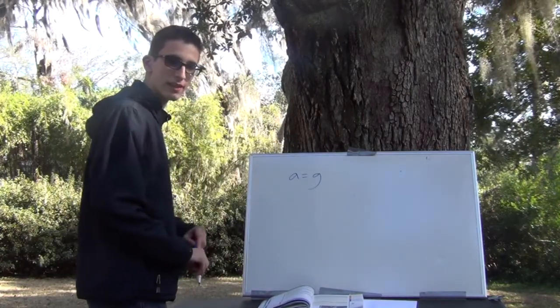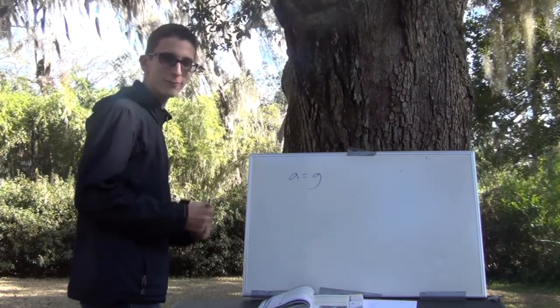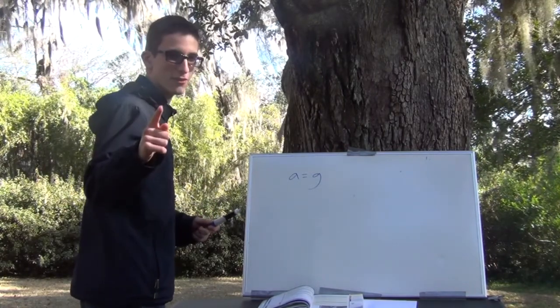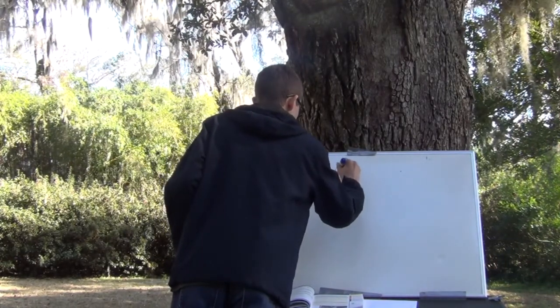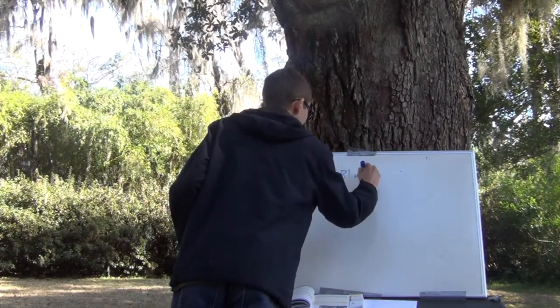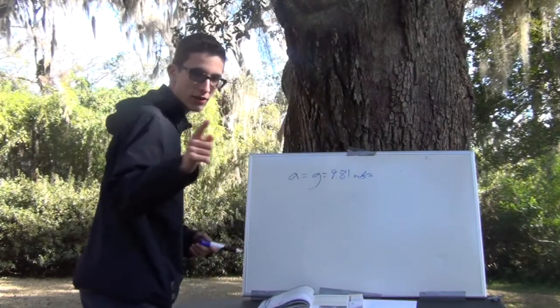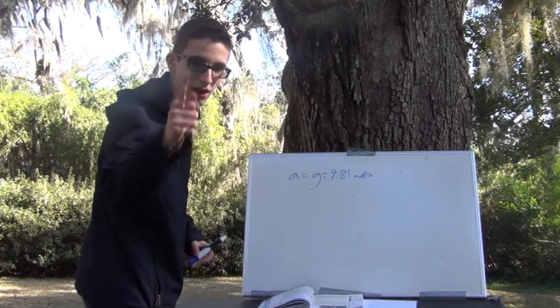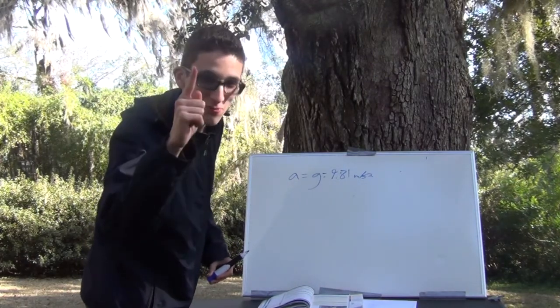Now what is little g? Little g is the gravitational field of Earth. Now we have an equation for that, but I'm going to cover that in a later episode. For right now, all you need to know is it's 9.81 meters per second squared. Know that number. Learn that number. Love that number. Have children with that number. Don't have children with that number, that would be creepy.